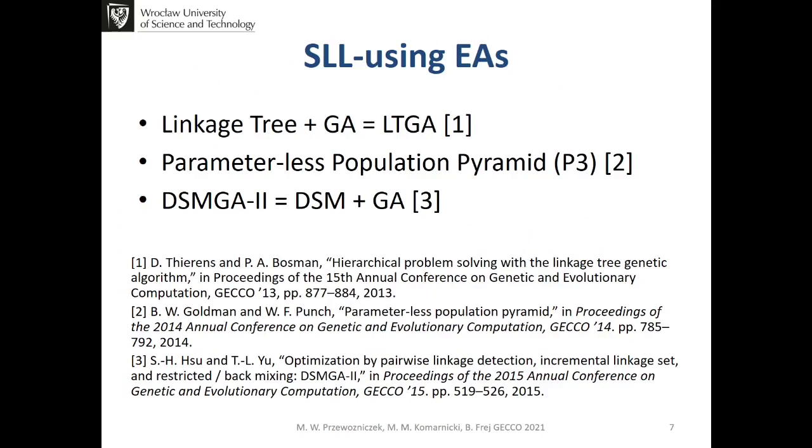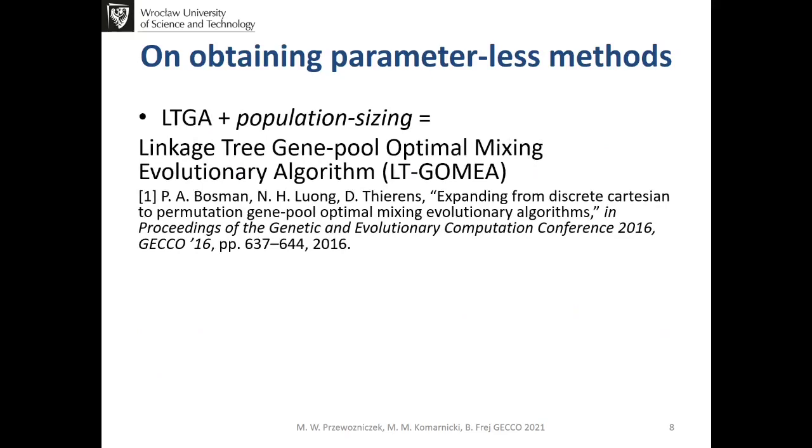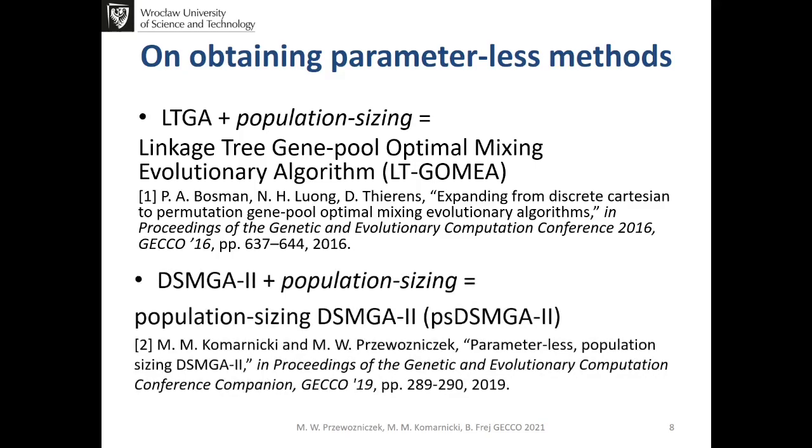The SLL using EAs are, for instance, the LTGA, which is the closest to the genetic algorithm idea, the parameterless population pyramid, P3, and DSMGA2. Now, the P3 is, of course, parameterless. However, LTGA requires one parameter, which is the population size. And it was improved and it created the LT-GOMEA, which is the multi-population version of LTGA, which is parameterless. The similar operation was done for DSMGA2, and we have population sizing DSMGA2, which is parameterless as well.